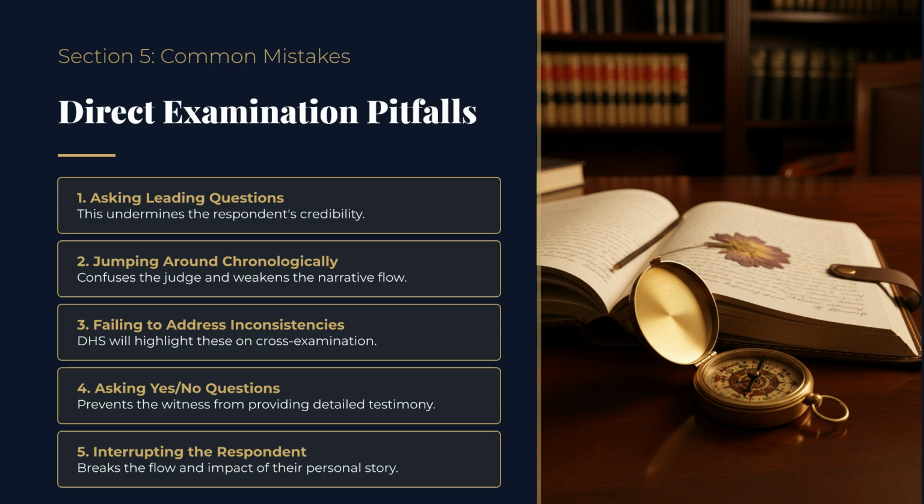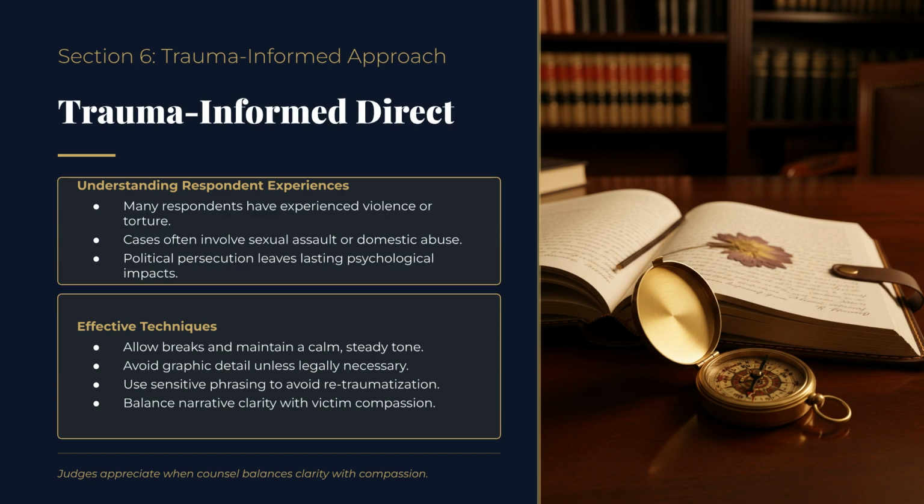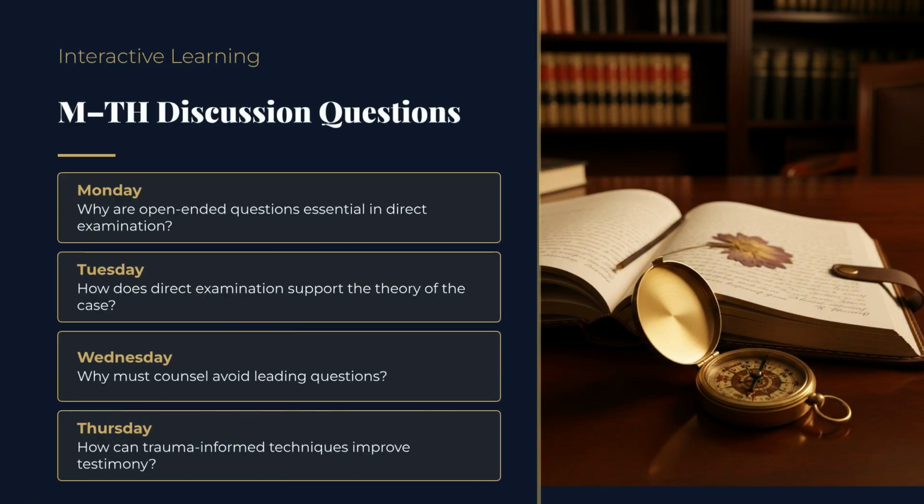Section 5 covers common mistakes to avoid. These include asking leading or yes-no questions, jumping around chronologically, failing to address inconsistencies, and interrupting the respondent. These pitfalls can undermine credibility and narrative flow. Section 6 emphasizes a trauma-informed approach. Many respondents have experienced violence or torture. Effective techniques include allowing breaks, maintaining a steady tone, avoiding graphic detail unless necessary, and using sensitive phrasing to avoid re-traumatization.